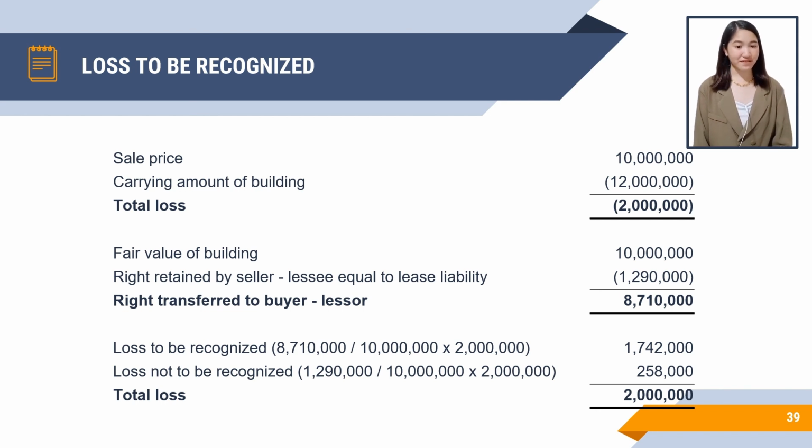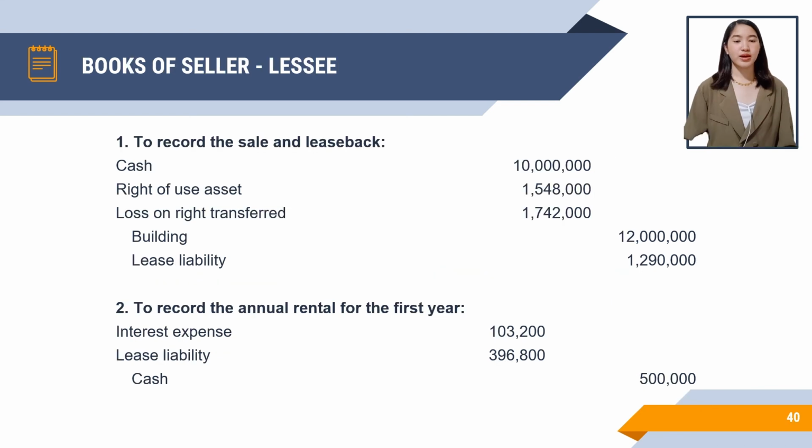And i-divide sa fair value na 10 million, then i-multiply sa 2 million na total loss, which is equals to 258,000 pesos, and a total of 2 million na loss. Let's proceed to the journal entries with the books of seller lessee.